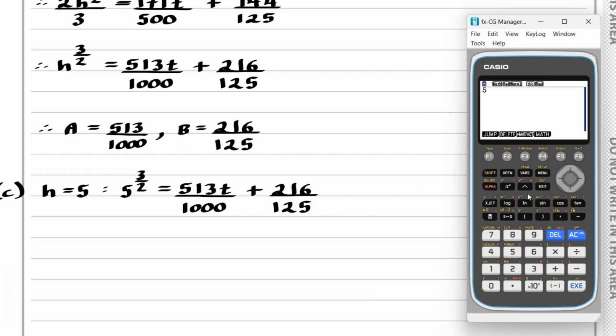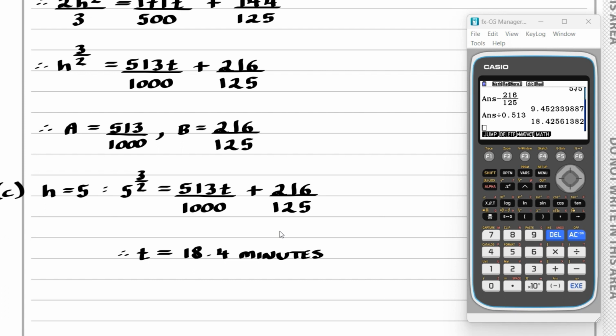I have 5 to the 3 over 2. Then I subtract from this 216 over 125. And then I divide this by 0.513. So it turns out t is 18.4 minutes.